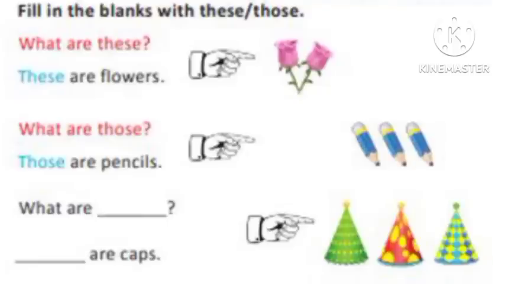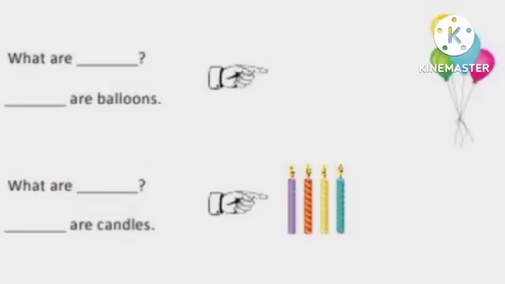Fill in the blanks with this or those. Okay. Look at the sample. You see the sample? You just answer. What are these? Kalau pertanyaan what are these, saya jawab dengan these are flowers. What are those? Dibalik menjadi those are pencils. Now, good. Karena dia dekat, we use this. What are these? These are caps. Topi, ya. Ini adalah topi.